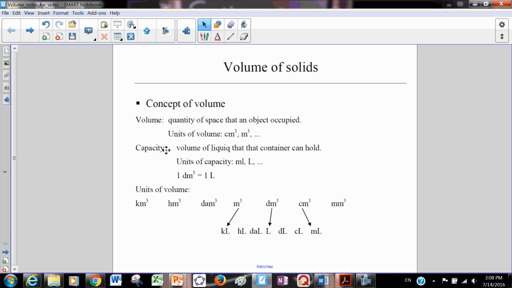What about the capacity? The capacity is the volume of liquid that a container can hold. What we're going to use for capacity is milliliters or liters most of the time. What's most important for you to remember is how to go from one to the other. You have to remember that 1 decimeter cube is 1 liter. You can also remember that 1 milliliter is 1 centimeter cube. Okay, and that's how we would convert from one to the next.